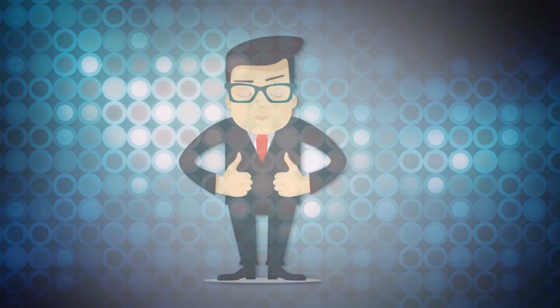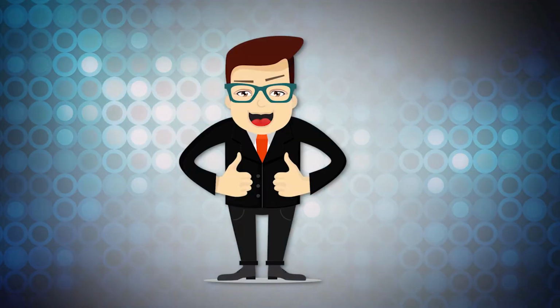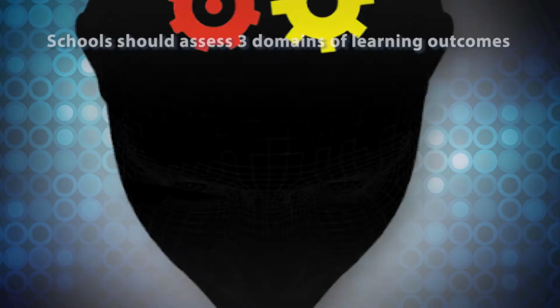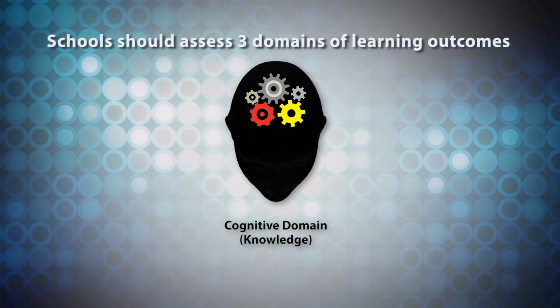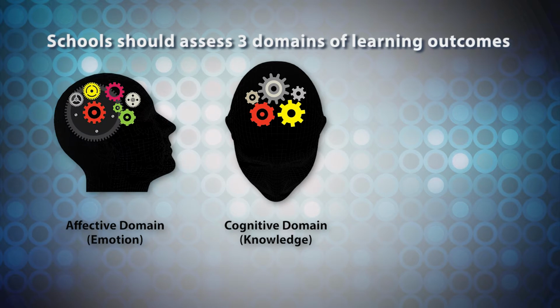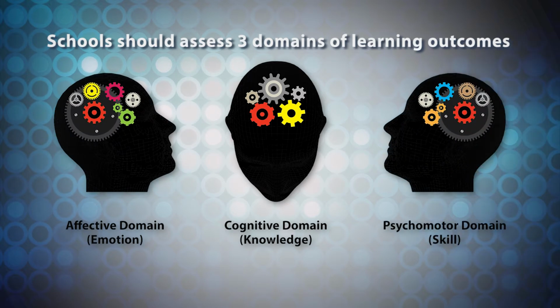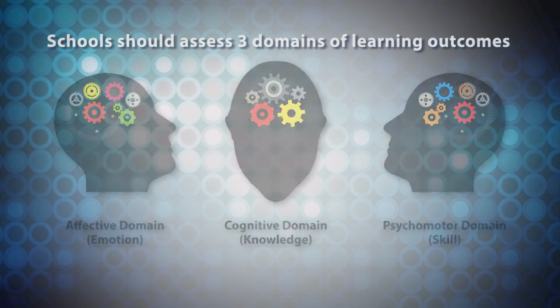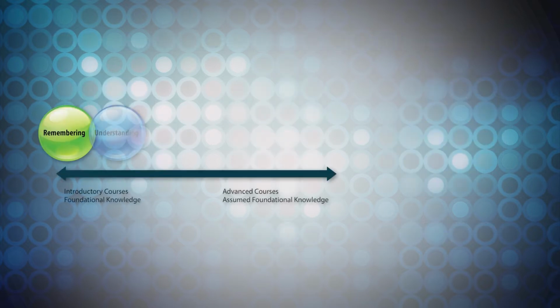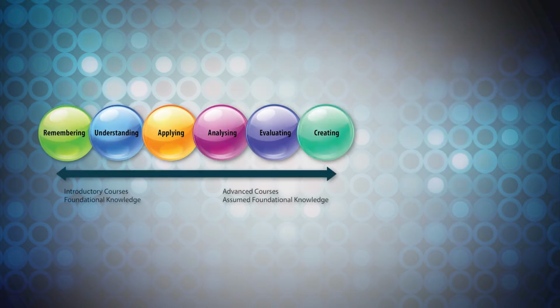The psychometricians propose that schools should seek to assess 3 domains of learning outcomes, namely cognitive learning outcomes, knowledge, affective learning outcomes, emotions, and psychomotor learning outcomes, skills. However, in actual practice, assessment tends to emphasize assessing cognitive learning outcomes of specific subject areas. For the benefits of the classroom teachers, we shall look at the assessment of cognitive outcomes first.